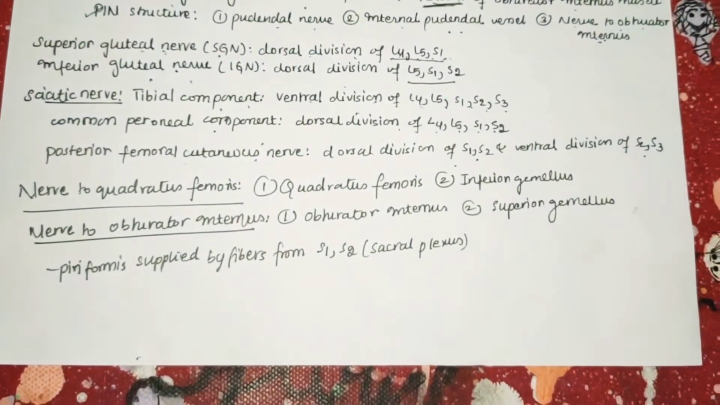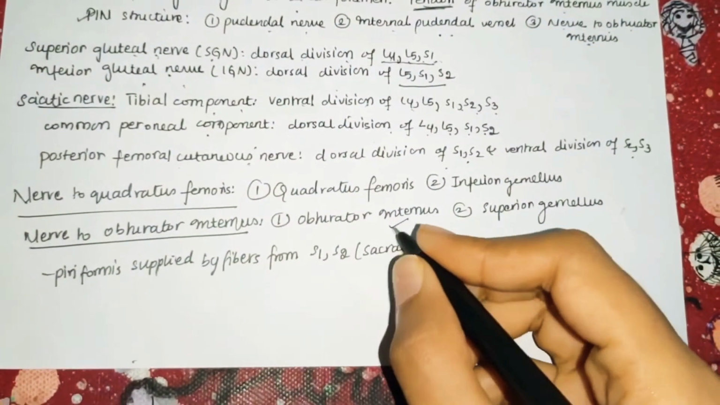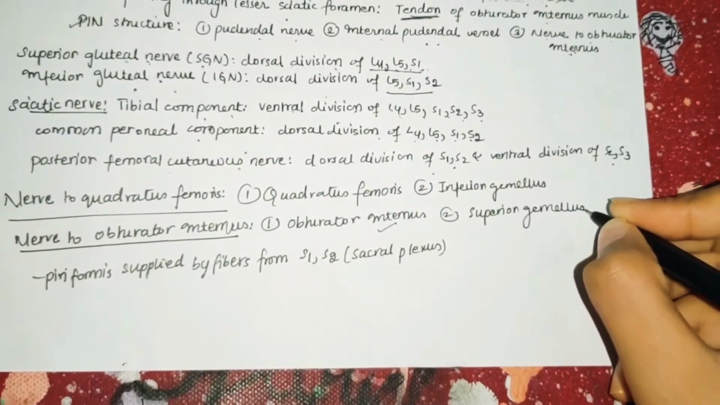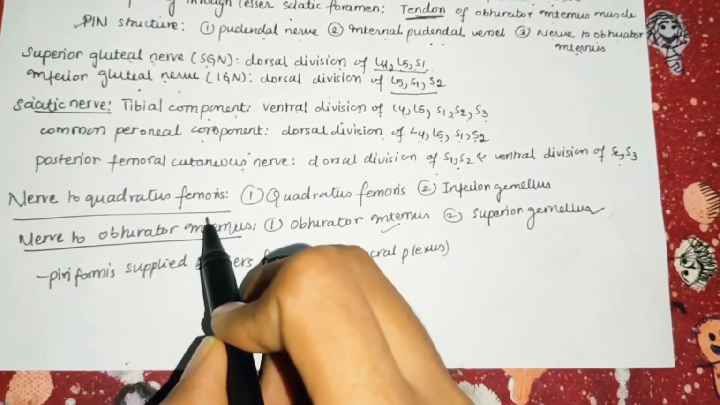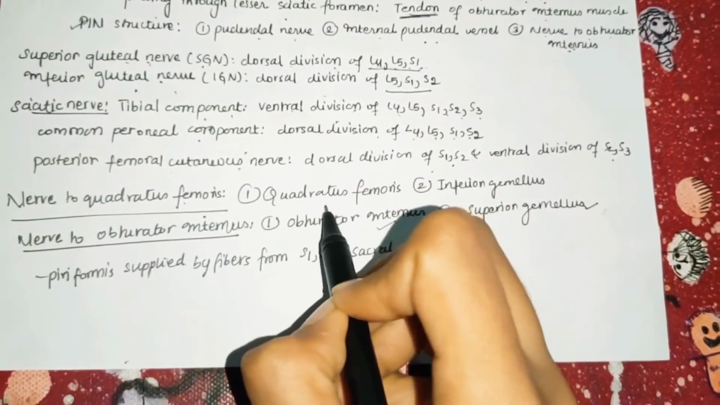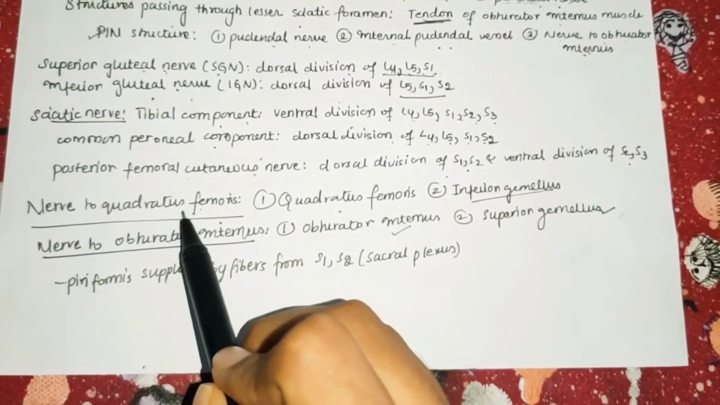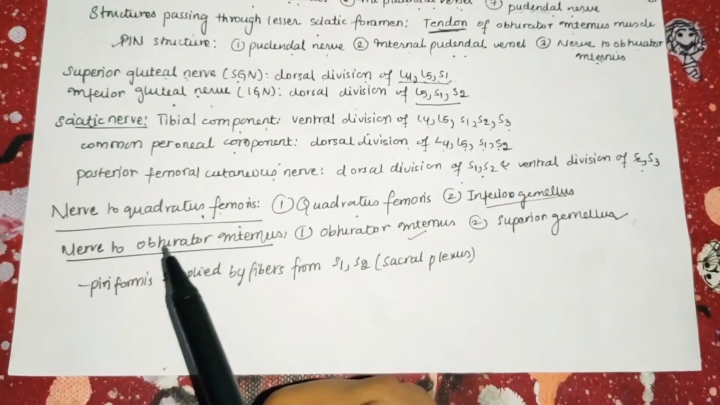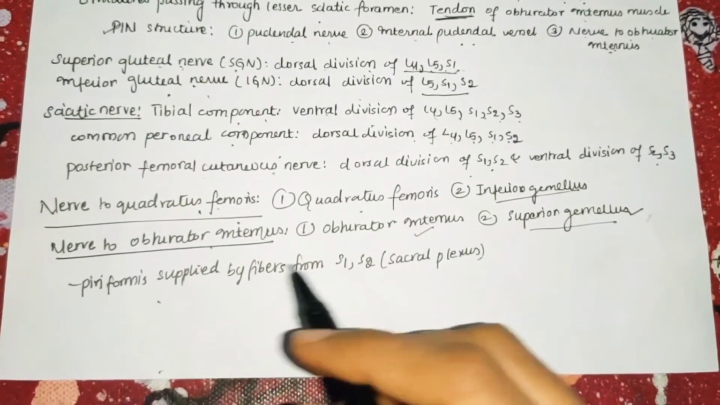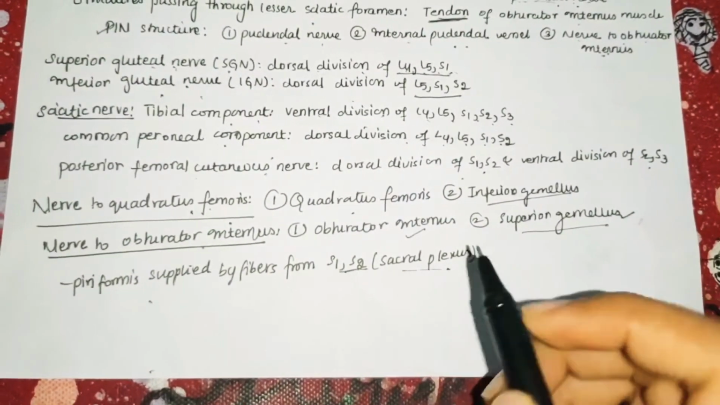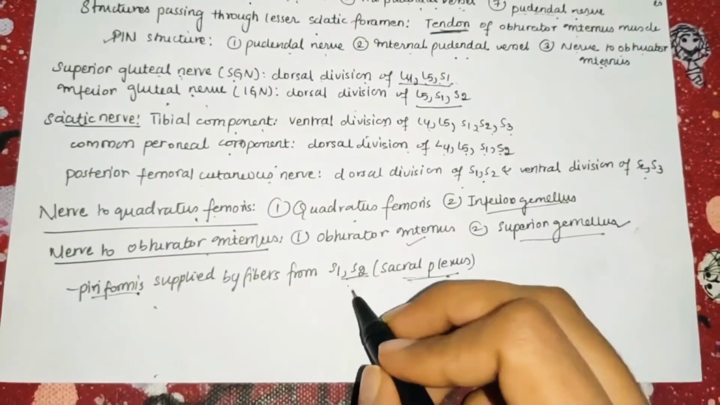And now let us see the nerve to obturator internus. This nerve to obturator internus supplies the obturator internus muscle and also the superior gemellus muscle. Okay. And one more thing, the nerve to quadratus femoris, according to the name you can see, quadratus femoris, and also it supplies the inferior gemellus. So that thing you need to remember, in the case of nerve to quadratus femoris, it supplies inferior gemellus. Nerve to obturator internus, it supplies the superior gemellus. Okay. And the piriformis muscle is supplied by fibers from S1 and S2, that is the sacral plexus. As said, the piriformis is a key muscle, it is supplied directly from sacral plexus, S1 and S2.